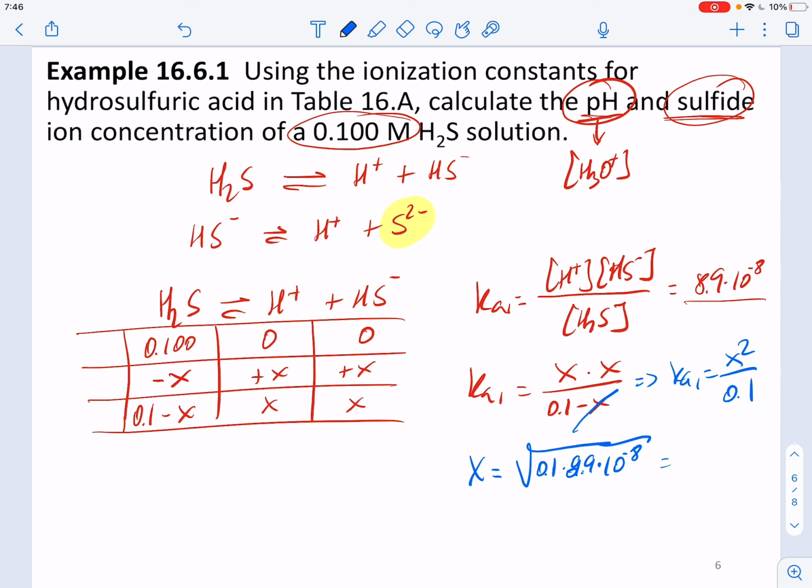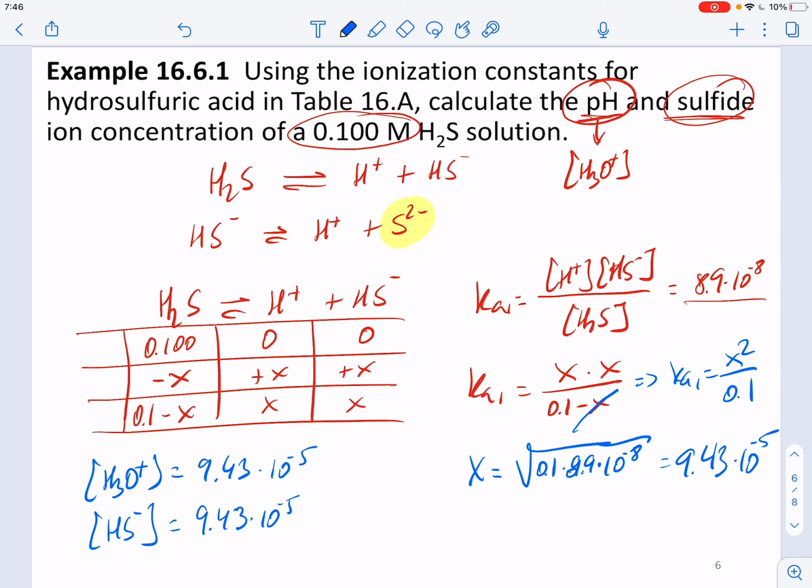Just give me a second here to double check. This is 9.43 times 10 to the negative 5. Okay, so that x, your concentration of H3O plus, is equal to 9.43 times 10 to the negative 5, and the concentration of HS minus is also equal to 9.43 times 10 to the negative 5.